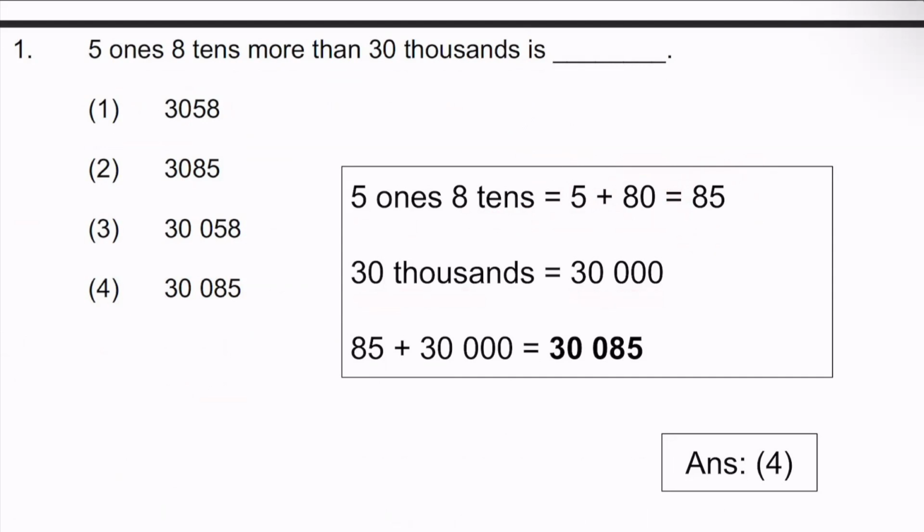So the question is saying more than. So this is your keyword. So when you see the keyword more than, you know that you have to plus usually. Okay, so 85 plus 30,000, you get 30,085. Simple, straightforward. Okay, the answer is number 4.